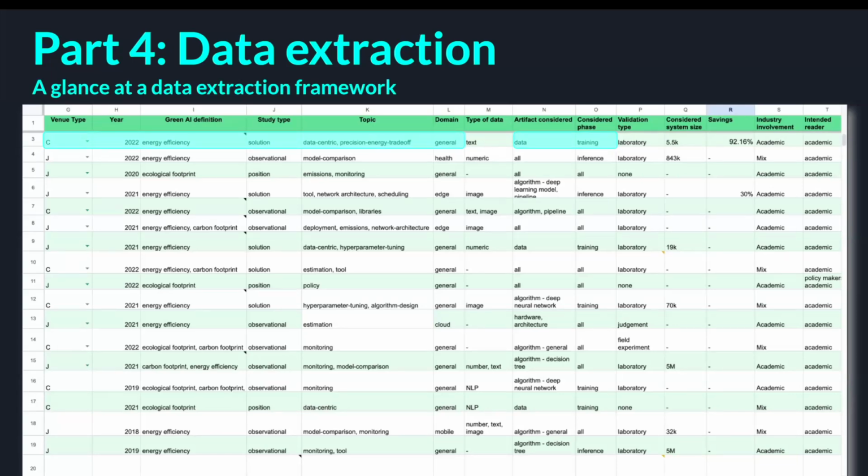We already understood from the title where they were going. Solution type, study type, solution. This might not be clear, so we have to read the whole paper to understand this. Topic, data-centric, and energy precision trade-off. And training was also in the title. For other information, you will have to read the paper, of course, which you do after you selected them. But just from the title alone, we could already have a good idea.